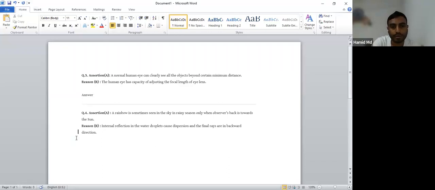Can you draw the ray diagram for it? Clear? Yes. So can you draw the ray diagram and see? Yes, sir. Okay. Check that. How was that possible?